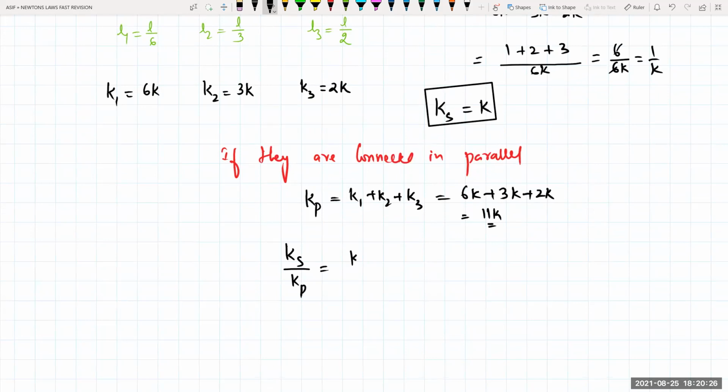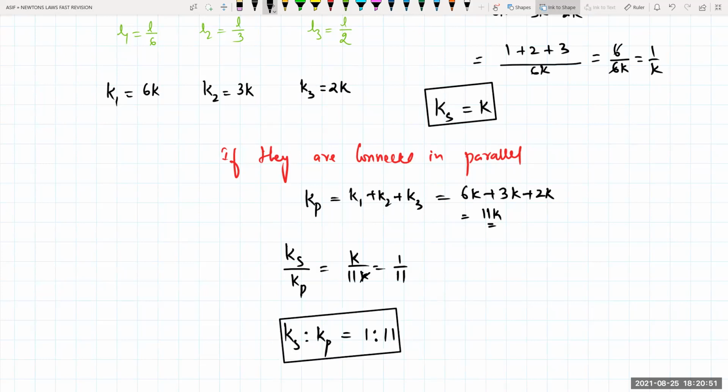If the ratio is asked, K of series divided by K of parallel, that will be equal to K divided by 11K. So this one will get cancelled, 1 by 11. So K in series to parallel will be in the ratio 1:11. Okay?